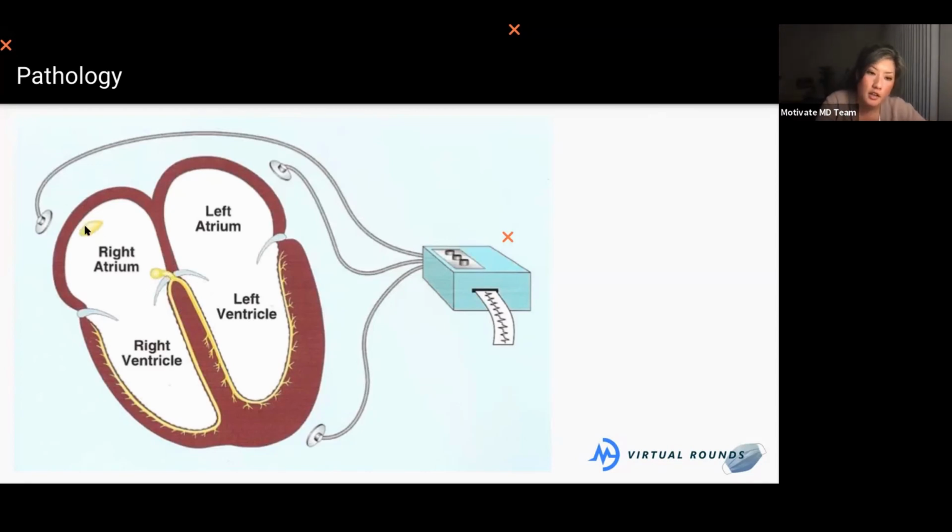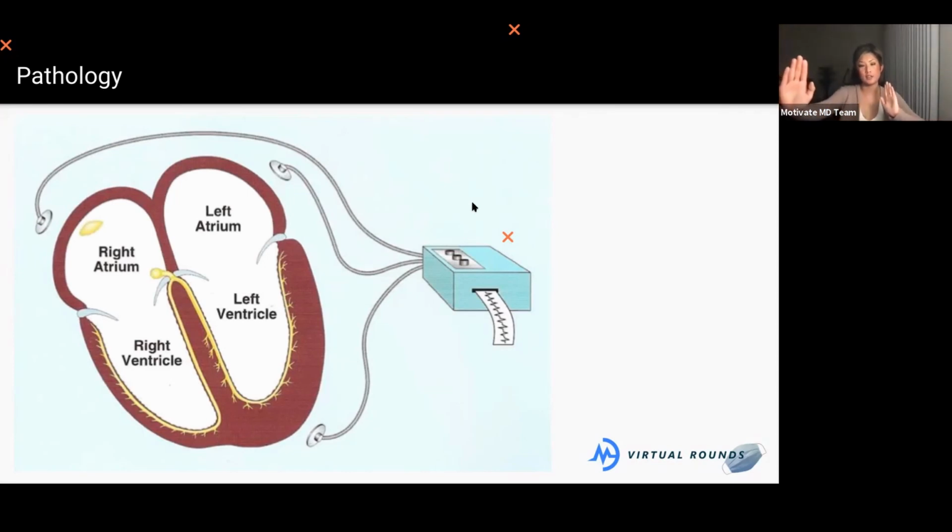So the SA node is where things start. Remember with the heart, things are always going in a vector downward and to the left. We start at the SA node, we go down here, we pause for a second, and then we go down. So the atria contract like this, we go to the AV node, and then that pushes electricity down into both of the ventricles, and those contract up like that. So it's like boom, boom, boom, boom, when we're beating the heart. That's roughly what we're doing.